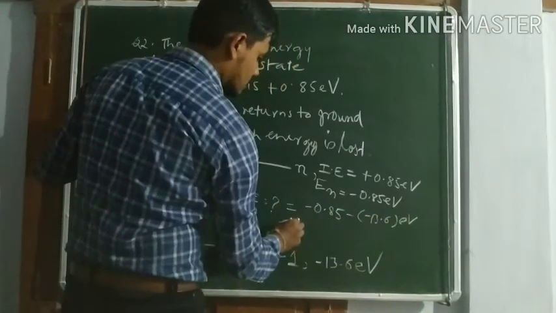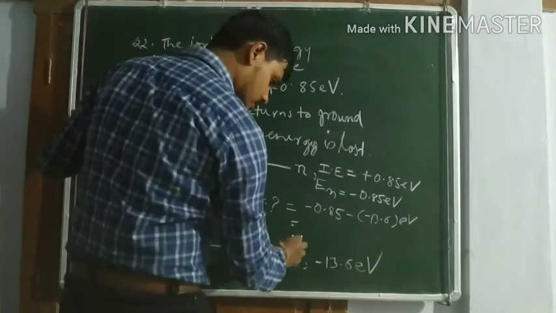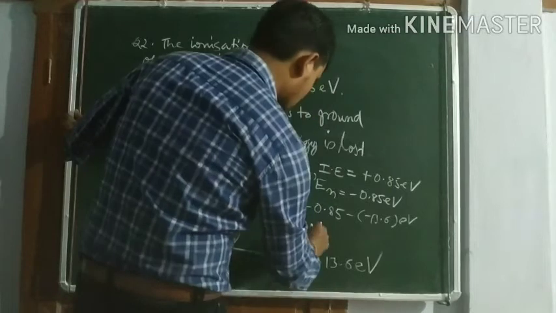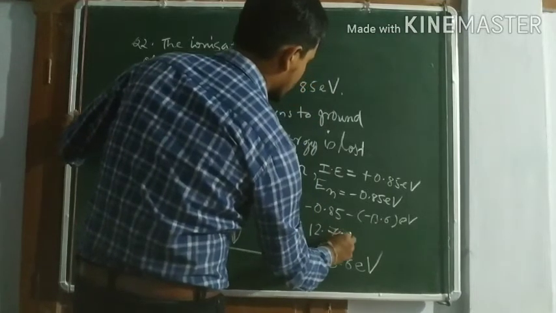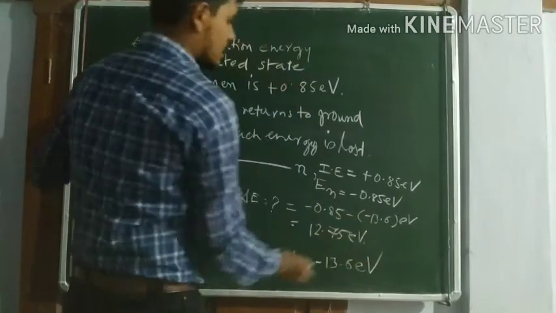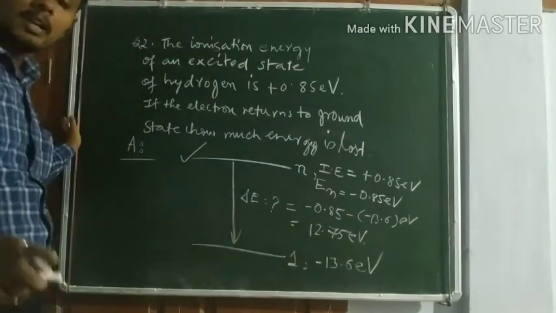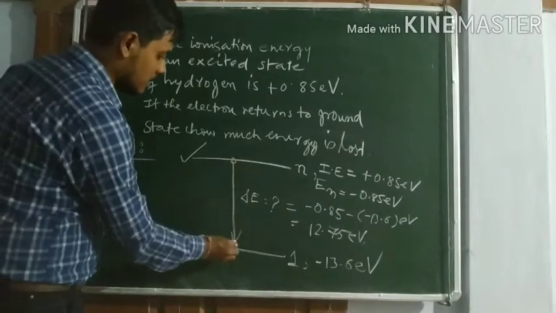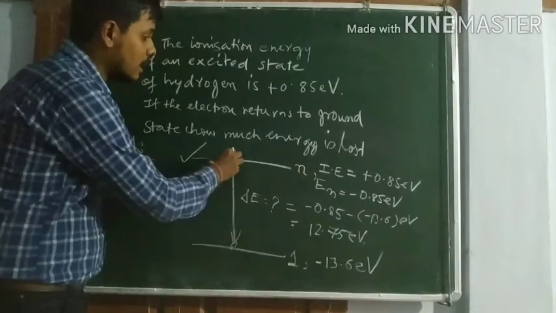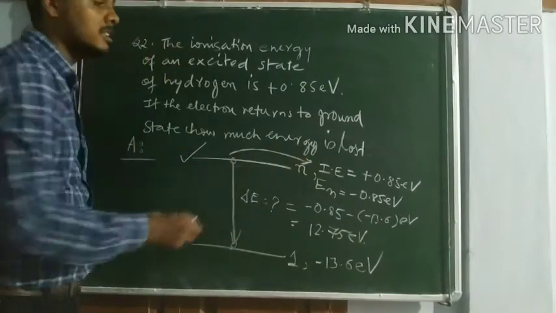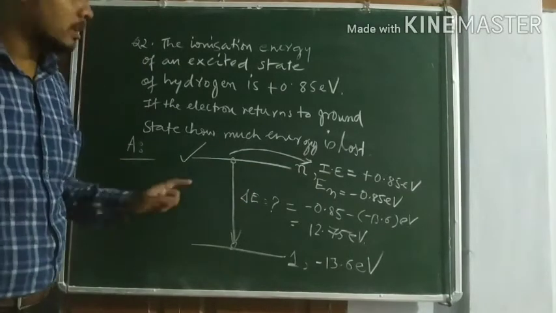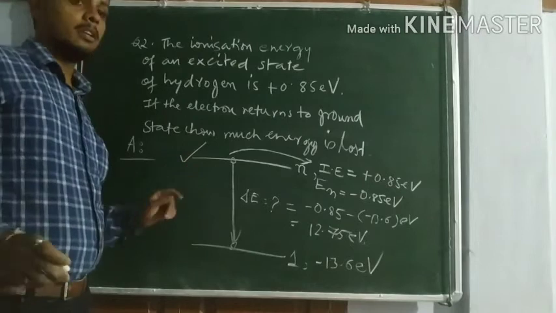So this will come out as 12.75 electron volt. That means this 12.75 electron volt energy is lost if the electron returns to the ground state from a state where the ionization energy is plus 0.85 electron volt. Okay, so this is the way of doing the question.